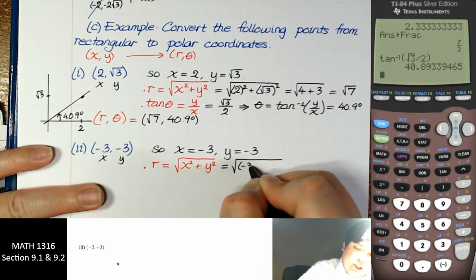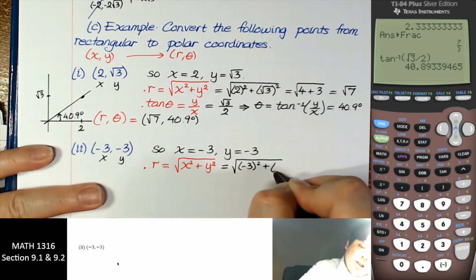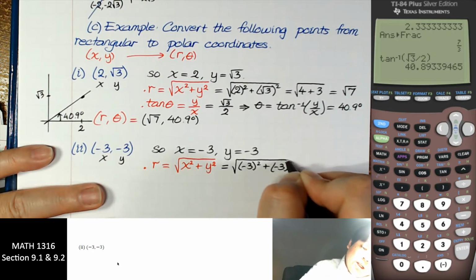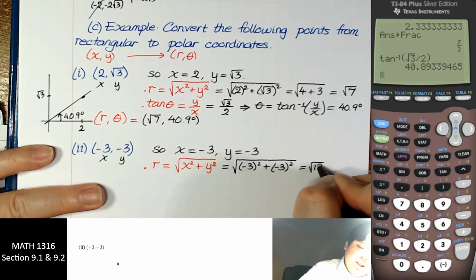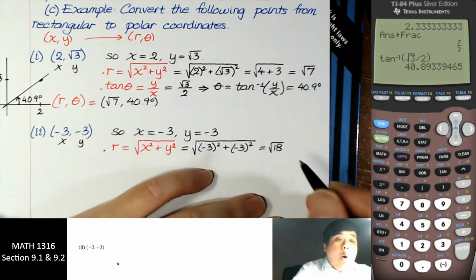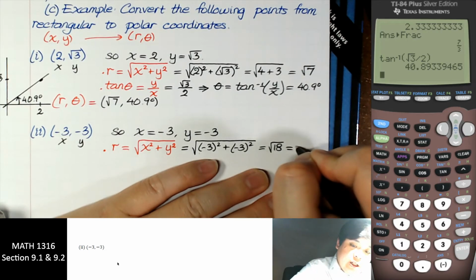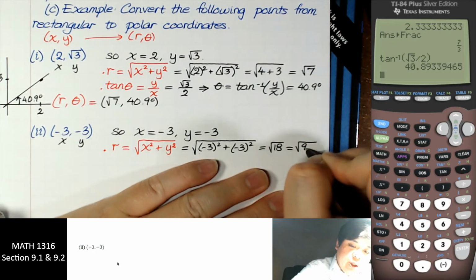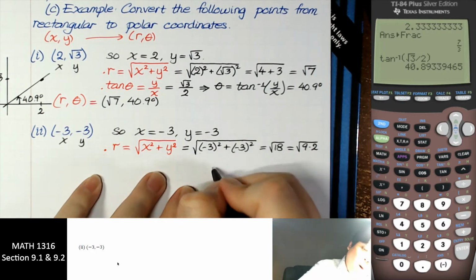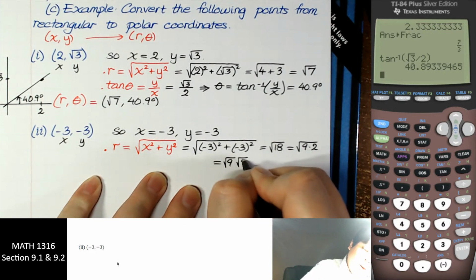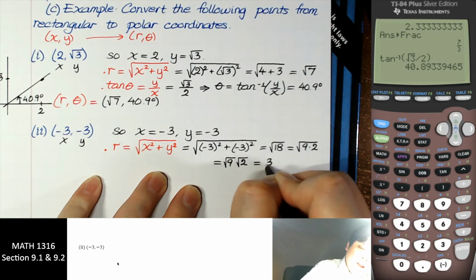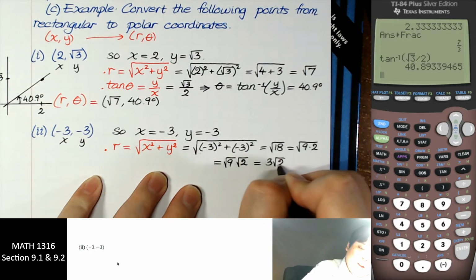Square root of (-3) squared and (-3) squared. 3 squared is 9, and that is square root of 18. Or we can say square root of 9 times 2, or square root of 9 times square root of 2, which is 3 square root of 2.